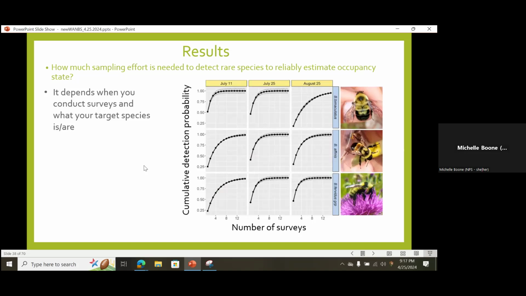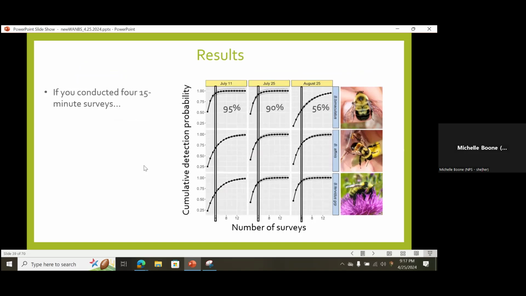We used our detection data to calculate the cumulative detection probability. And just a reminder, that's the likelihood of detecting a species across multiple surveys. Now on the x-axis, we just have number of surveys. To answer this question of how much sampling effort you need, it really depends on when you're doing surveys. For example, if you did 4 of these 15-minute surveys on these different dates, and we just picked dates at the beginning, middle, and end of the sampling season for this example.